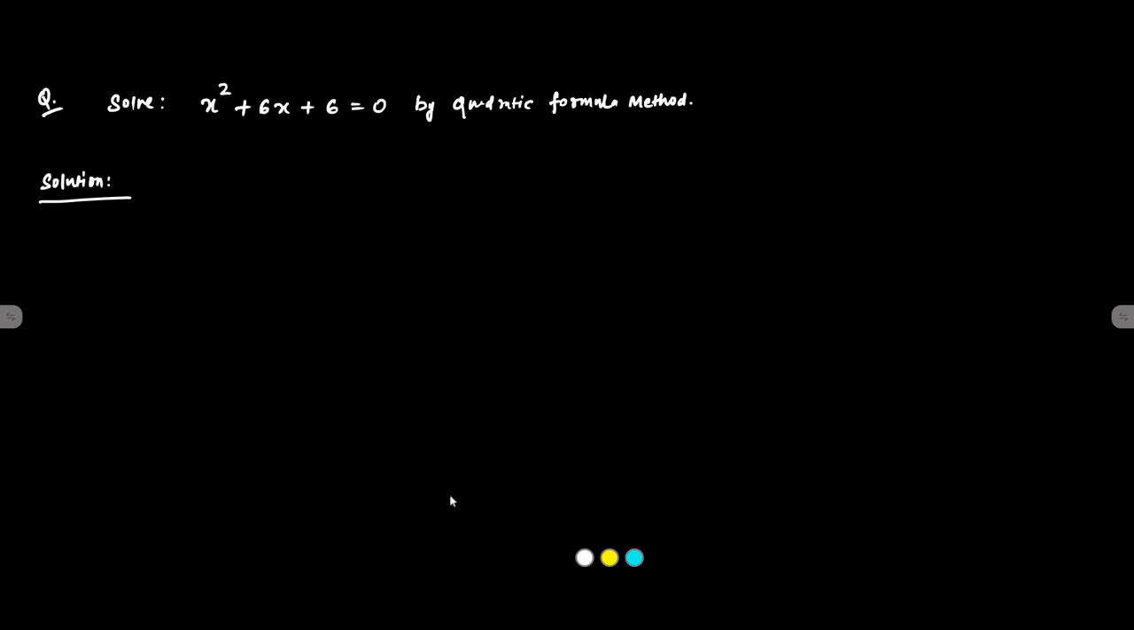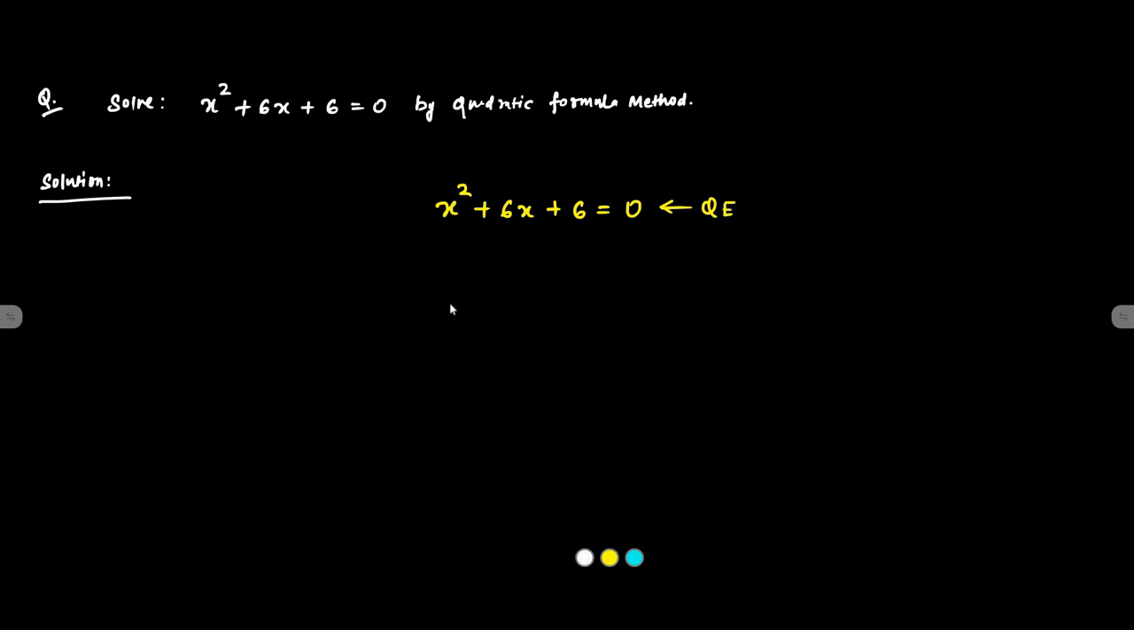So here is another question on solving quadratic equations through the quadratic formula method. The equation is given: x square plus 6x plus 6 is equal to 0. We have to solve it through the quadratic formula method. So first we'll write the quadratic equation: x square plus 6x plus 6 is equal to 0. Okay, this is the given quadratic equation.